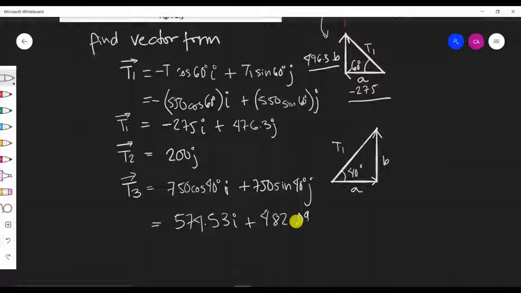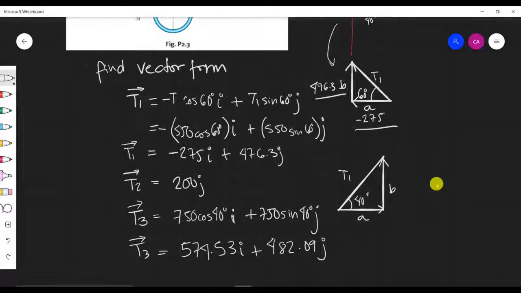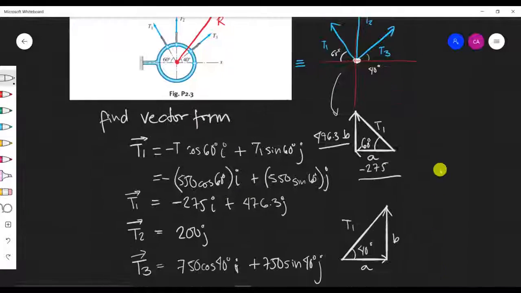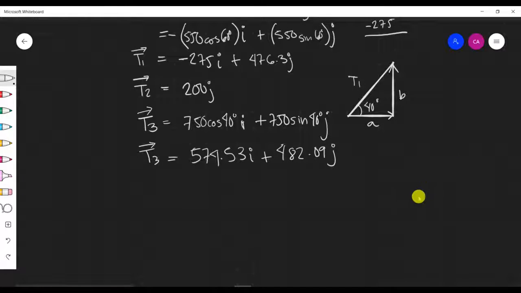Okay lang naman magkamali, kahit ako nagkakamali. Walang masama dun. Kailangan maging kultura nating hindi masamang magkamali. Yun yung gusto kong sabihin. So, nakuha na natin yung vector ng tatlong forces. Now, we are ready to find the value of R or the resultant.